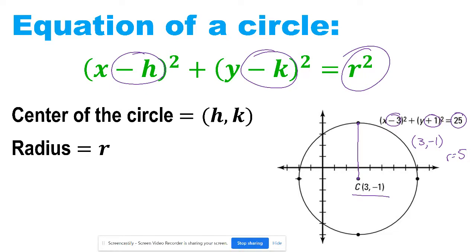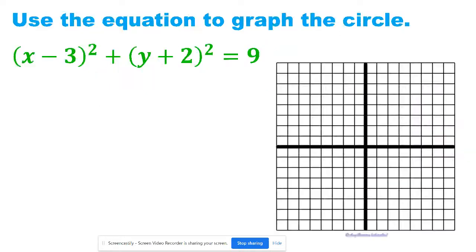So let's go through some examples of the types of problems you might get here. Here's the first one. It says use the equation to graph the circle. So really all you need to do here is identify your center and identify your radius. So the center, we are going to change the signs on the two numbers that are with the x and the y. So that's going to become a positive 3. And then we have y + 2. That's going to be a negative 2. So our center will be at (3, −2).